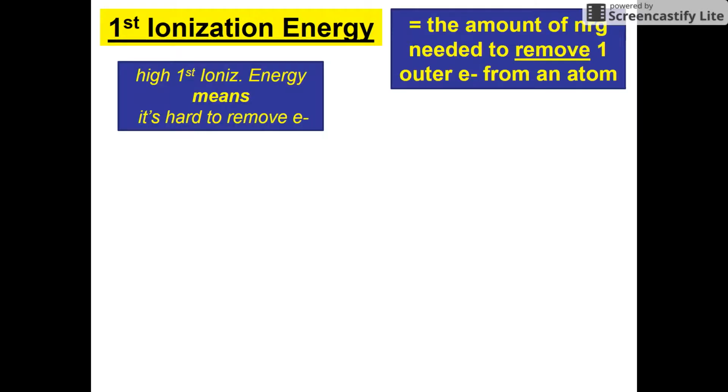Okay, first ionization energy, it's the amount of energy needed to remove one outer electron from an atom. So that's why we call it the first ionization energy. It's a measure of removing the first or outermost electron from an atom. And a high first ionization energy value means that it's very hard to remove electrons. You have to use a lot of energy to pull off one outer electron.